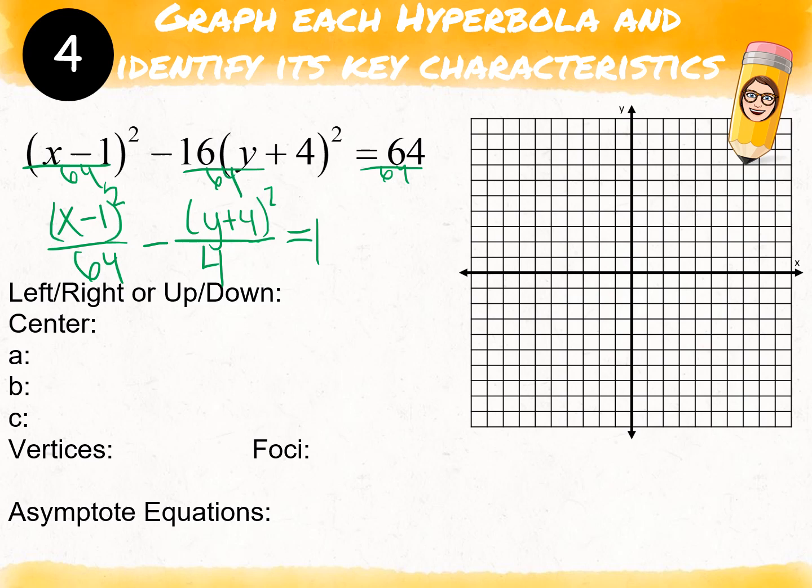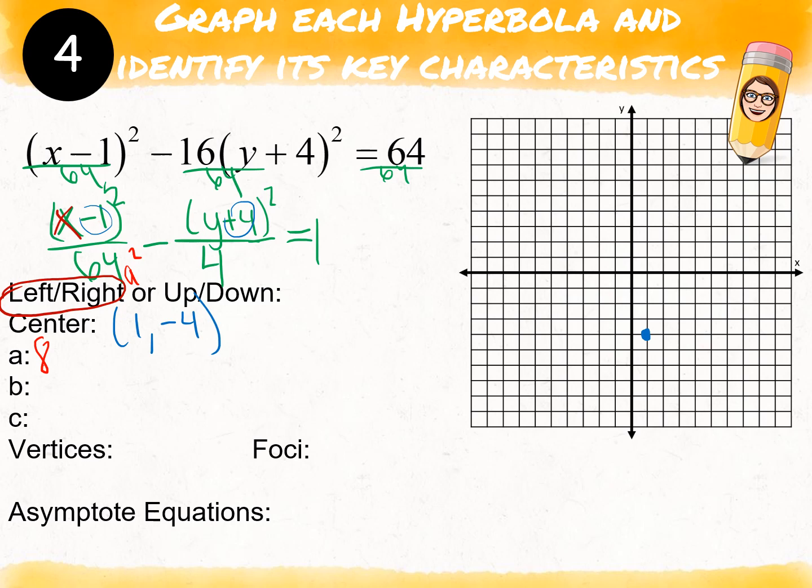Remember that everything is based on what comes first. The x is first. That determines that this is going to be a left-right orientation. My center point is based on what's being added or subtracted. So I have a +1 and a -4. Don't forget those opposite signs. So 1, -4. My a value, it's based on order. The first one is a squared, so that means a is 8. That means from center to vertex is 8.